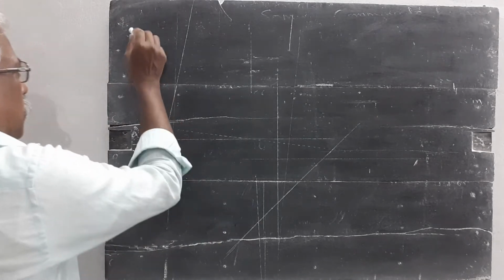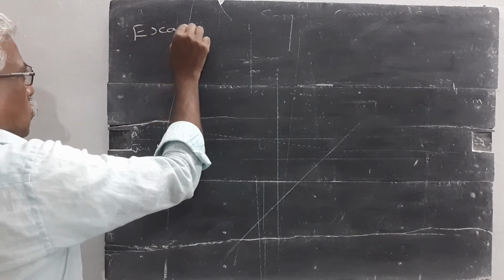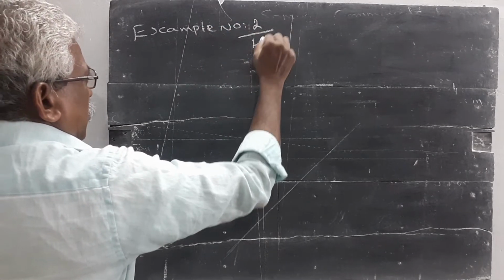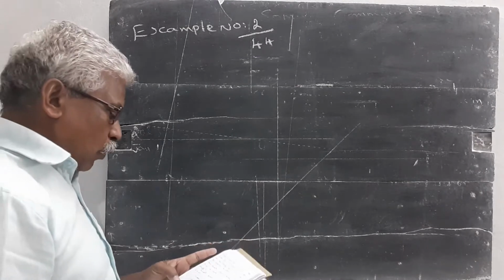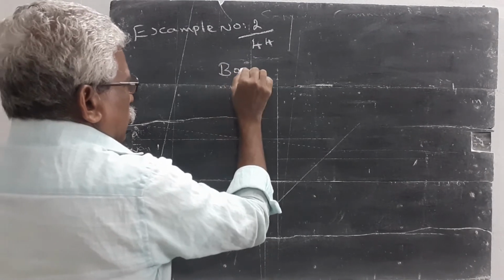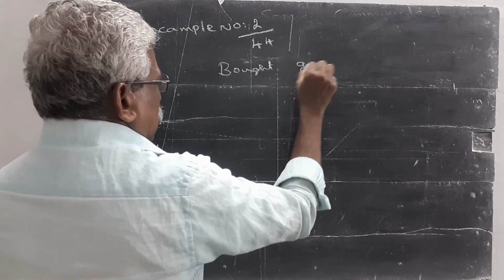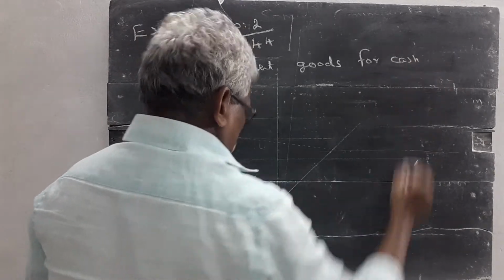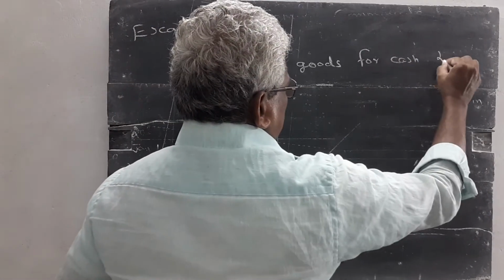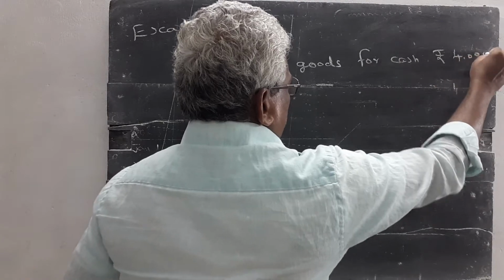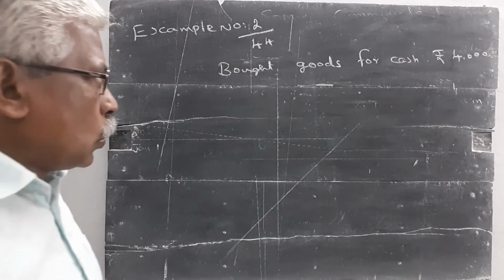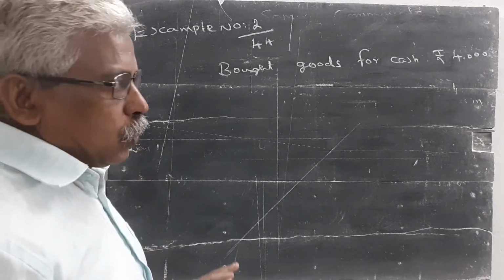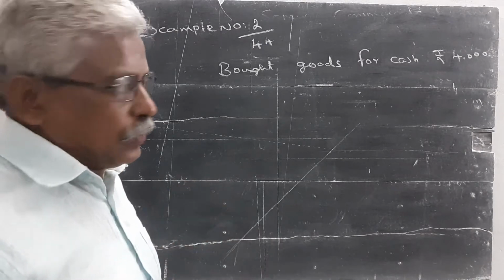Example number 2. This is given in page number 44. Bought goods for cash rupees 4,000. Somu is the proprietor of this business, and we are writing the accounts of Somu. So we think that we are writing our own account.